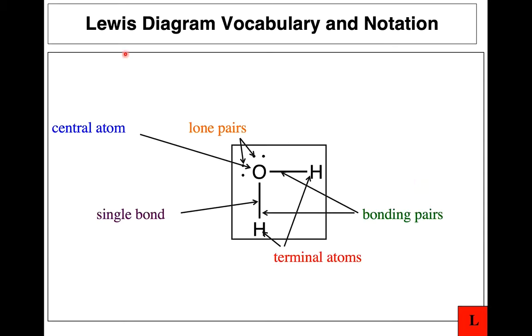Here's just a little bit of vocabulary. We have, for example, water that we talk about. Water has a central atom. That's the one that's attached to more than one other atom. These guys out here are terminal atoms. They're connected. The lines are bonding pairs. And the dots that are on there are lone pairs.